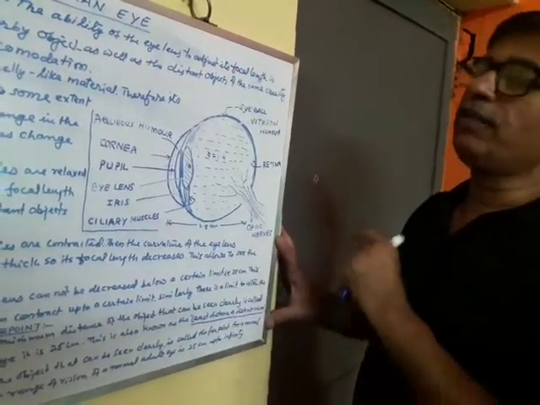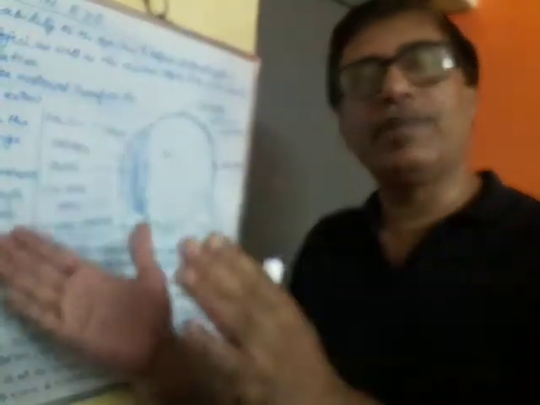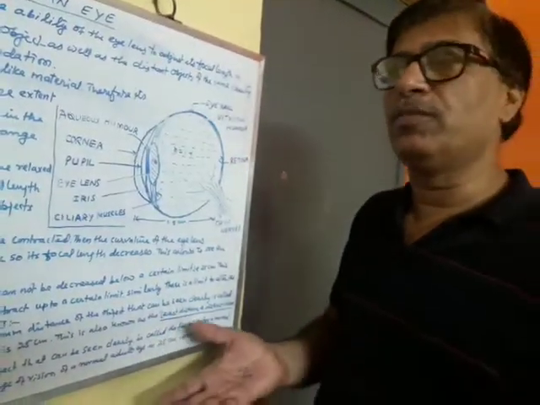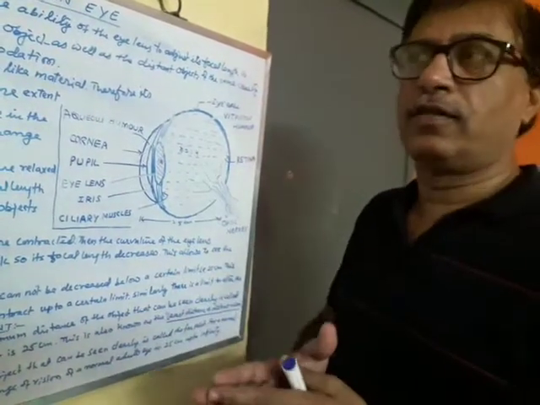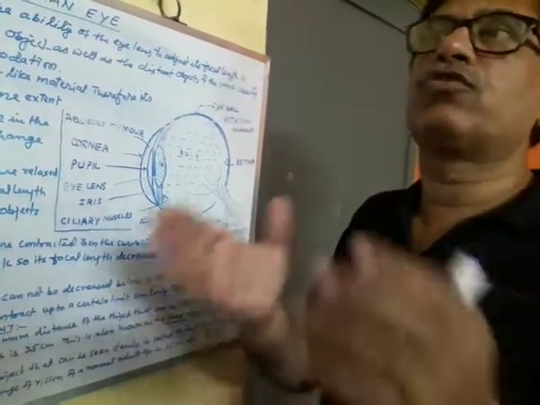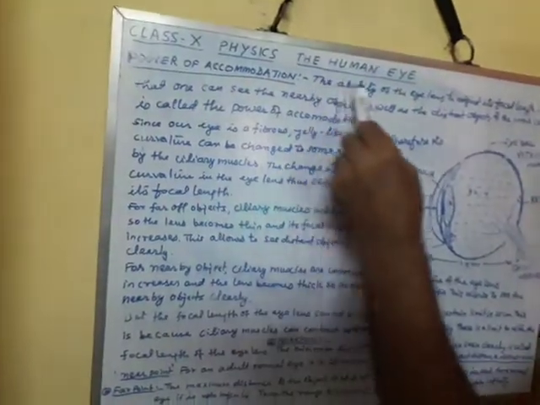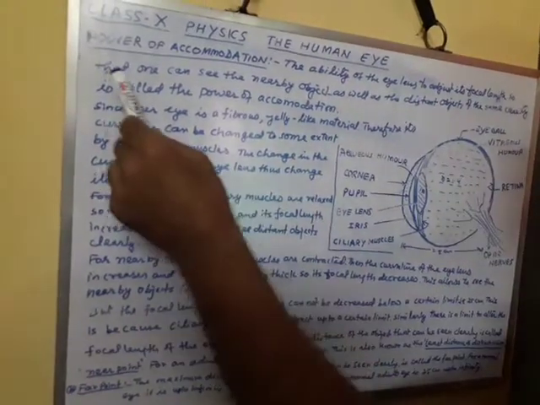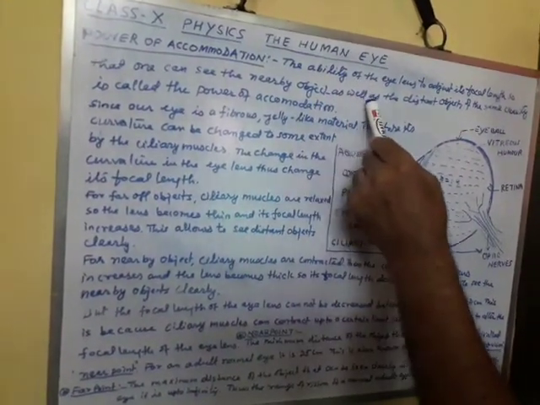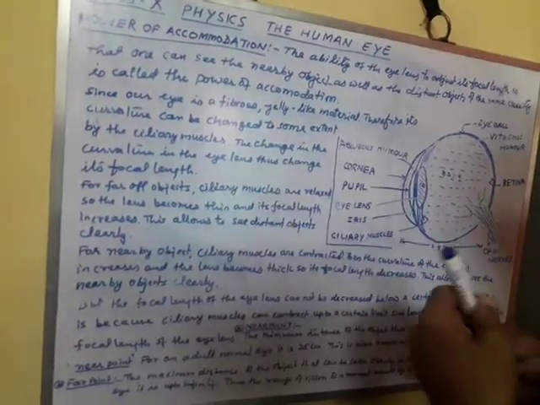Okay, next, my dear students, we are able to see nearby objects as well as distant objects with the same clarity. How is it possible? This is possible because of the flexibility of the eye lens, and this ability of the eye lens is called the power of accommodation. So how will I define the power of accommodation? The ability of the eye lens to adjust its focal length so that one can see nearby objects as well as distant objects with the same clarity is called the power of accommodation.